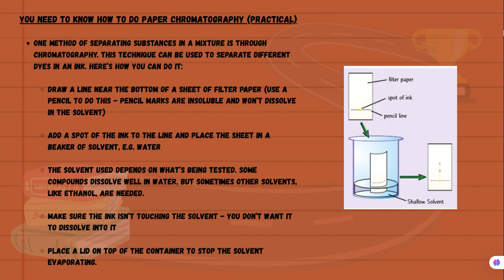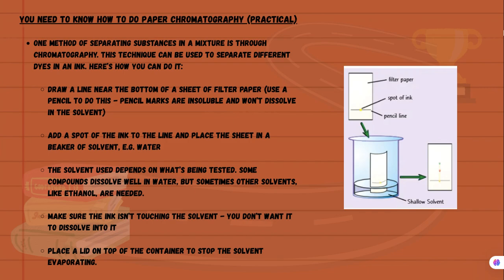Draw a line near the bottom of the sheet of filter paper. Use a pencil to do this. Pencil marks are insoluble and won't dissolve in the solvent. Add a spot of the ink to the line and place the sheet in a beaker of solvent, for example water. The solvent used depends on what's being tested. Some compounds dissolve well in water, but sometimes other solvents like ethanol are needed.